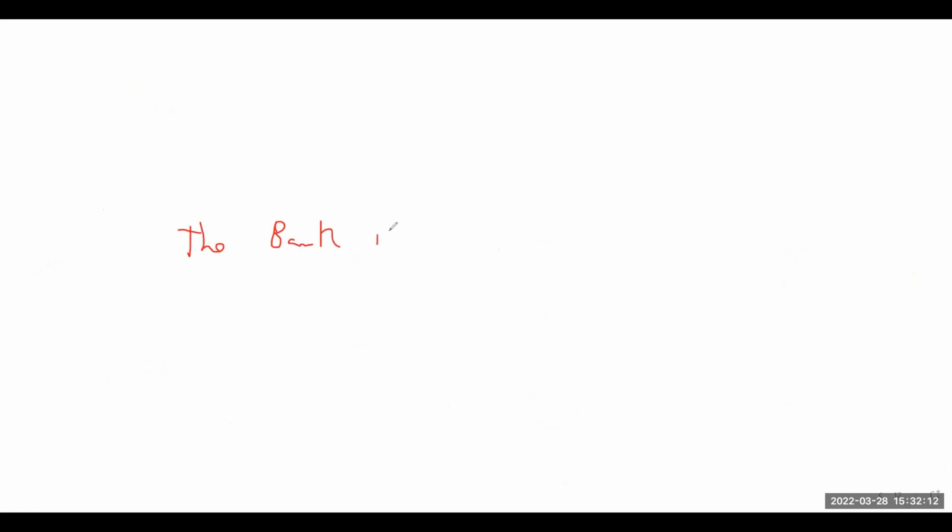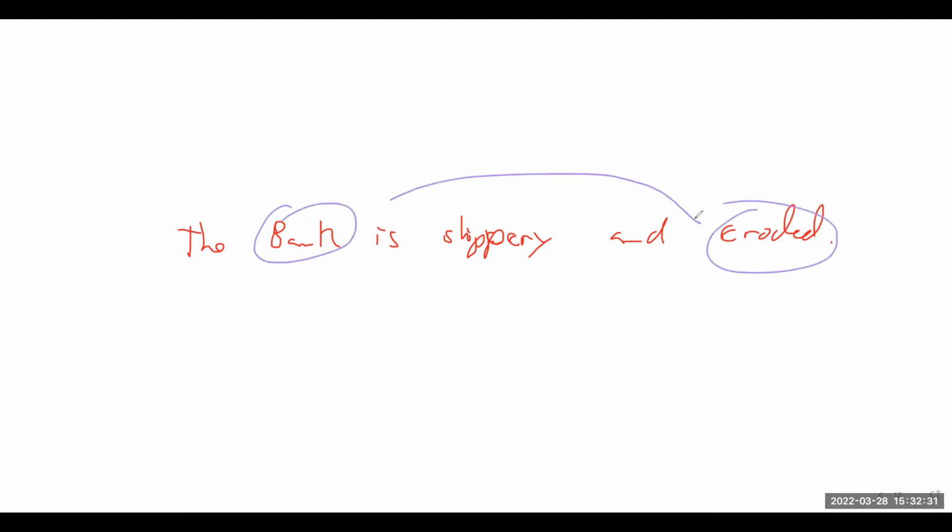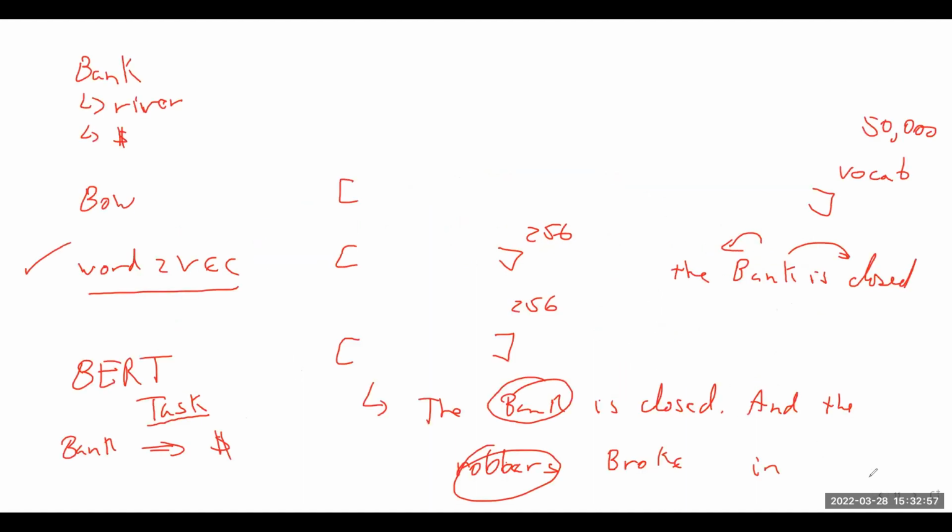But if I give it the bank is slippery and eroded, that refers to a river. So when BERT looks at this sentence, it's going to create a vector for bank reflecting rivers. Whereas in the previous example, the bank vector, both of them of 256, let's say, reflects more banks. So do you guys understand the difference? Yes. Yeah. So that's the difference.